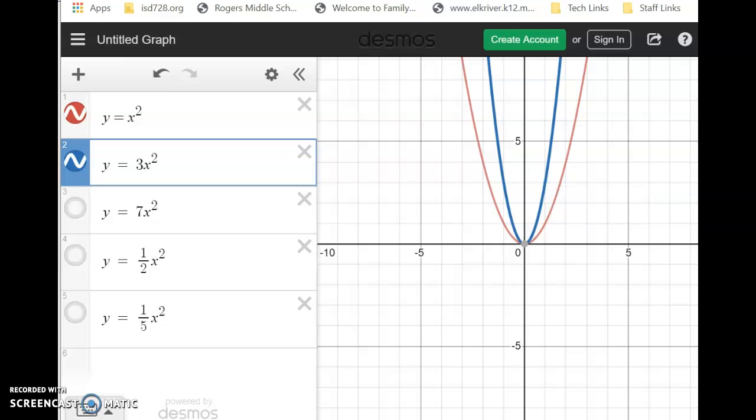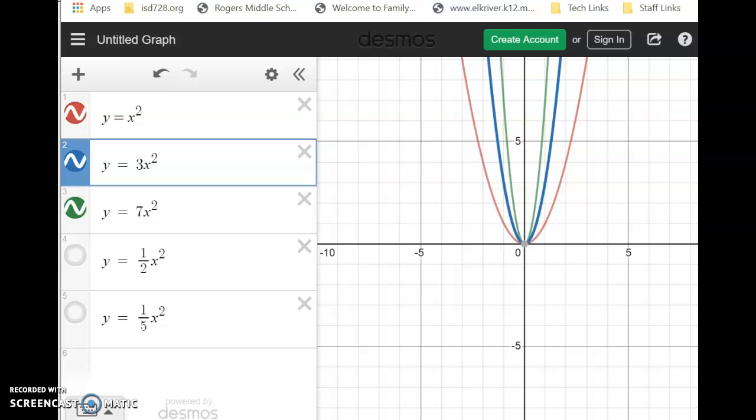So that multiplying by 3 just makes it go up faster than it did before, right? It's called a stretch, right? So if you want to take a guess, what do you think 7 would do, right? And if we turn this on, it just stretches it even more, right? Because after you square it, you multiply by 7, so now it's going up even faster than before.